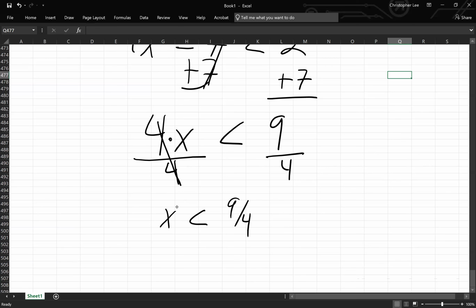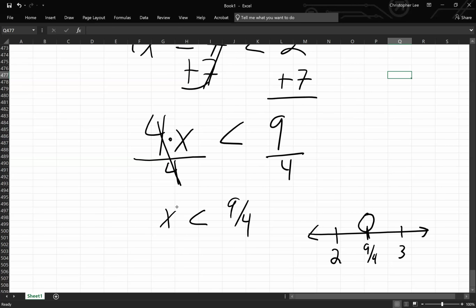Now you already know what's going to happen here. We're going to graph this. There goes a 9/4. Let's say that this is like 3. Let's say that that's 2, something like that. And then we're going to have an open circle. Open circle. And then we're going to go where? To the left or to the right?